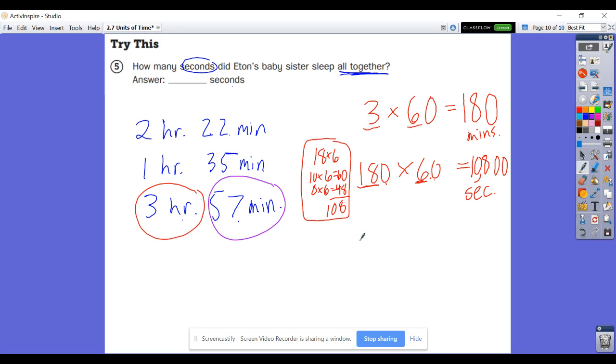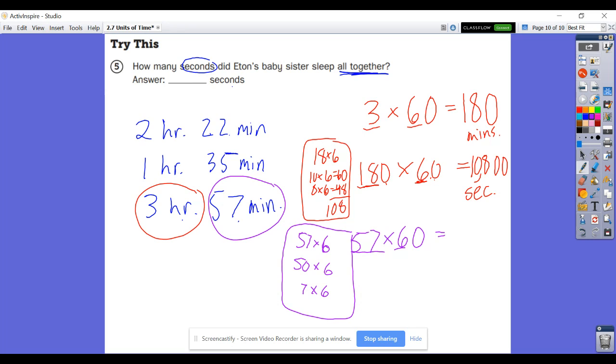Okay, so I'm going to take 57 minutes. How many seconds are in each minute? 60. So I'll times 60. Okay, we have another kind of tricky one here, but nothing you can't handle. I'm going to do off to the side. 57 times 6. I'm going to break that into 50 times 6 and 7 times 6. I should have given myself more space again. You're probably running into that same problem on your paper. Just do your best. So 50 times 6 is 300.